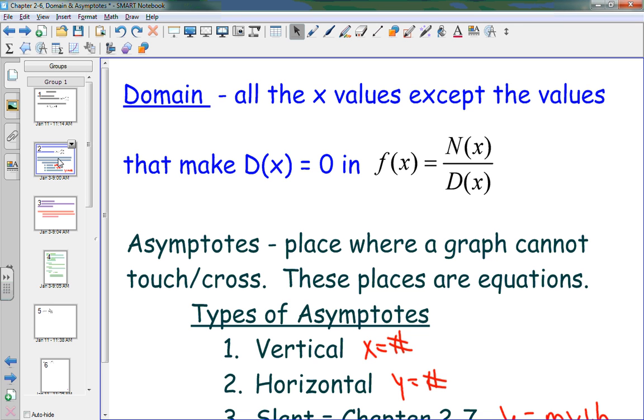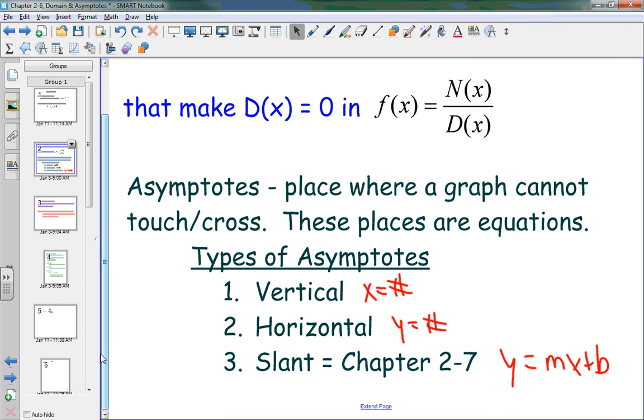An asymptote is a place where a graph cannot touch or cross. These are equations. Now, an asymptote is an equation. It's either a vertical line, horizontal line, or a slant line. A vertical line is in the form of x equals a, or x equals a number. A horizontal line is going to be y equals b, or y equals a number. And a slant asymptote is going to be in the form of y equals mx plus b. And I see many of you not writing down the things that I do not have on your notes. You might want to do that.